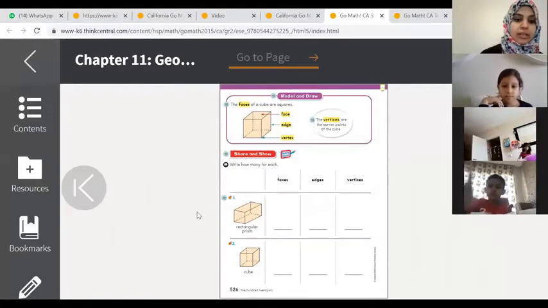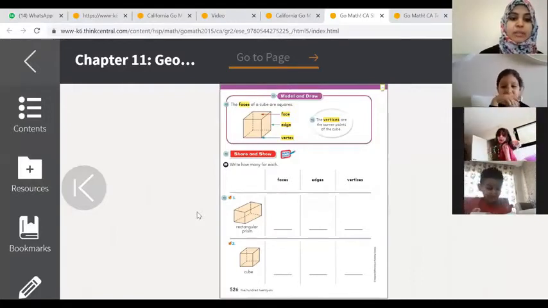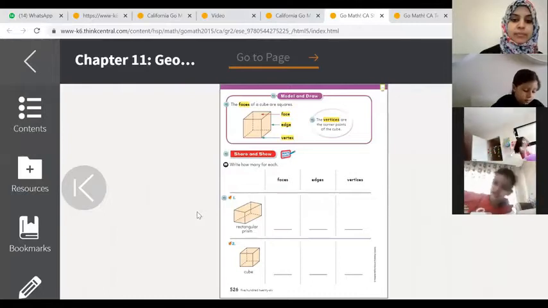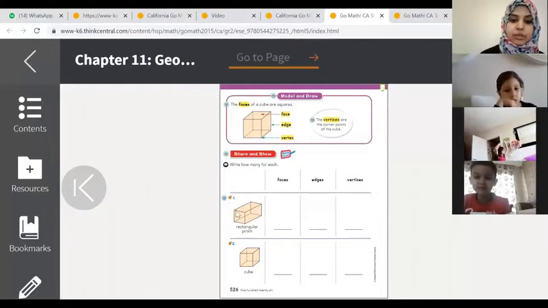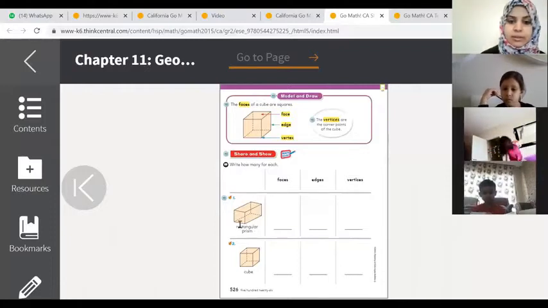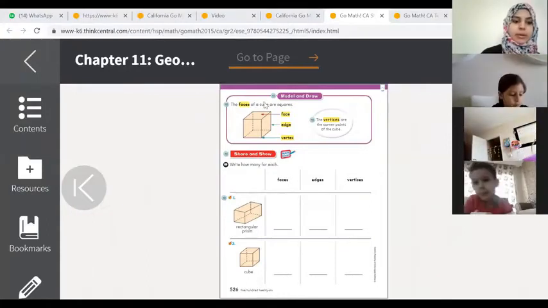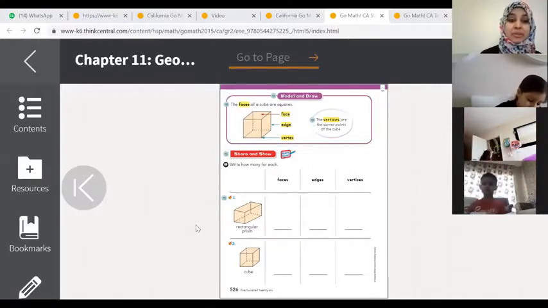Someone else. Maqdam, can you tell me how many edges? Yes. How many? 12. 12 edges. 1, 2, 3, 4, 5, 6, 7, 8, 9, 10, 11, 12. Okay. How many vertices, Maqdam? 8. Your answer was correct. 1, 2, 3, 4, 5, 6, 7, 8.